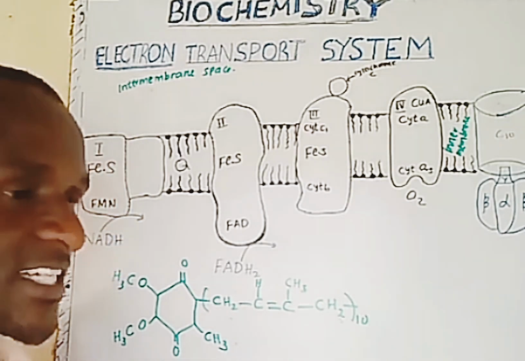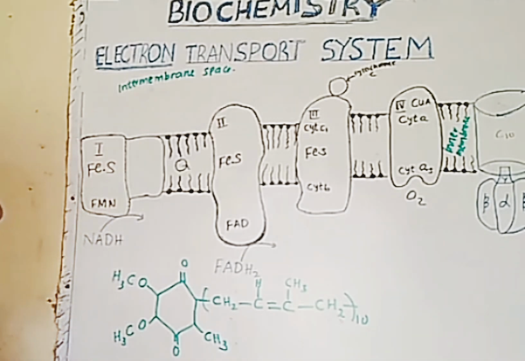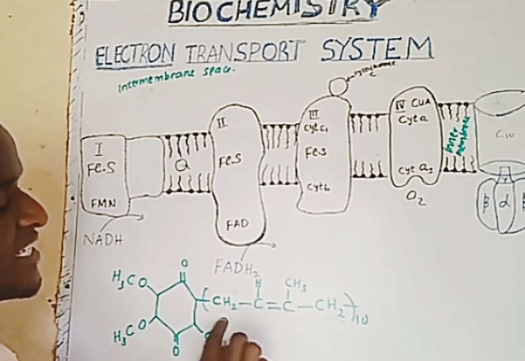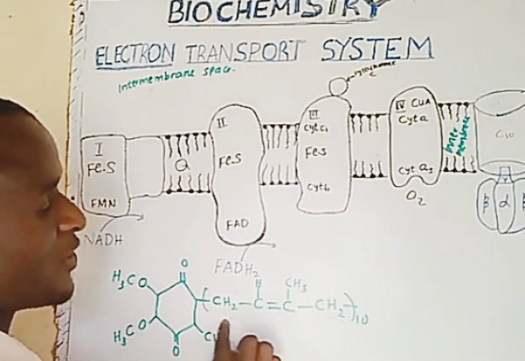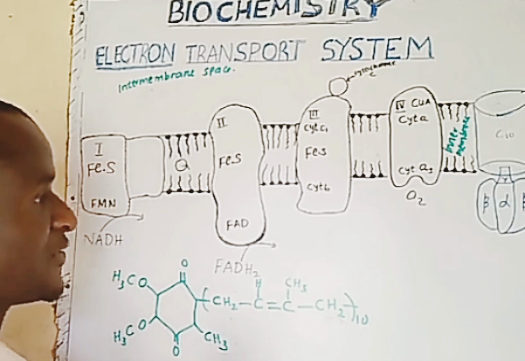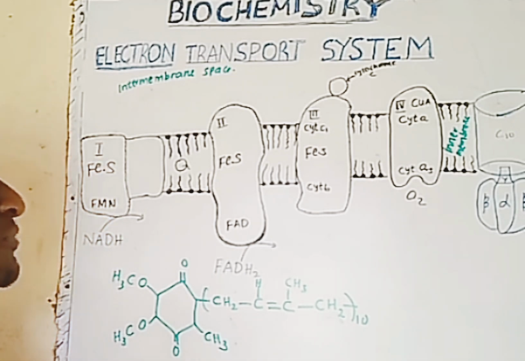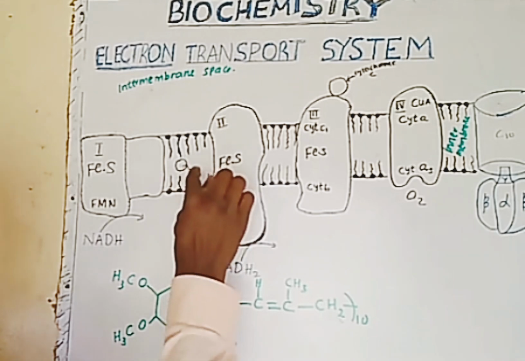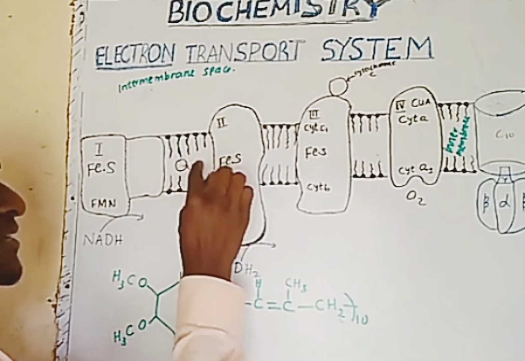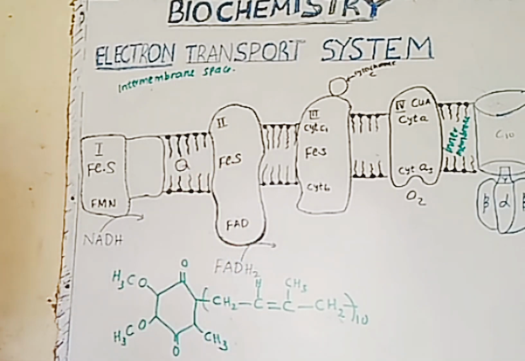I've just said that coenzyme Q has got a quinone ring and also a long tail of 10 isoprene units. So it is this long tail of 10 isoprene units that makes coenzyme Q highly hydrophobic. That makes it highly soluble in the inner membrane of the mitochondrion. So let's look at the reaction of our coenzyme Q.